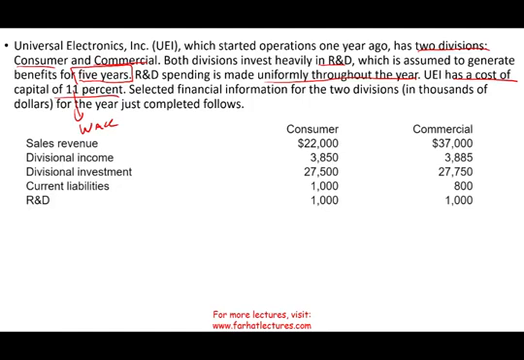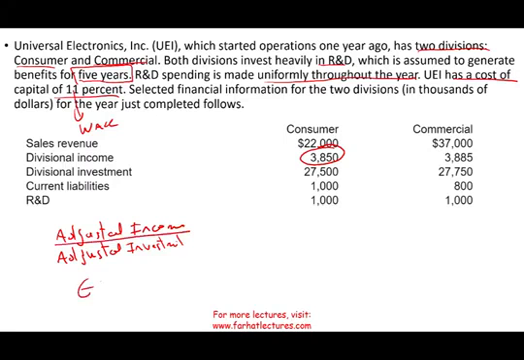Now again, what do we have to do? Let's start with the formula. We have to take adjusted income, which we don't know yet; we only have divisional income. We're going to take adjusted income and subtract the charge on adjusted investment, or adjusted assets. Once we do that, that gives us economic value added.